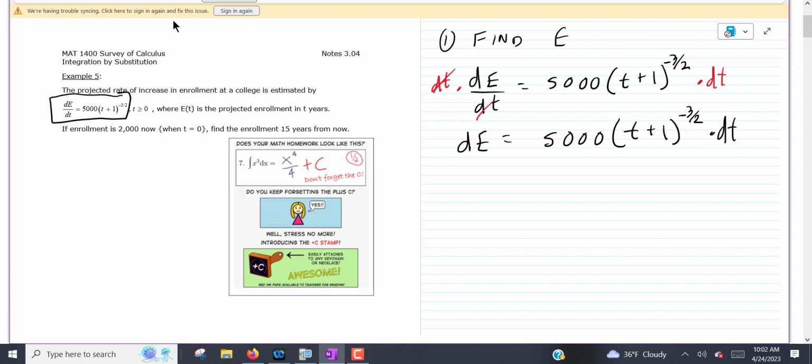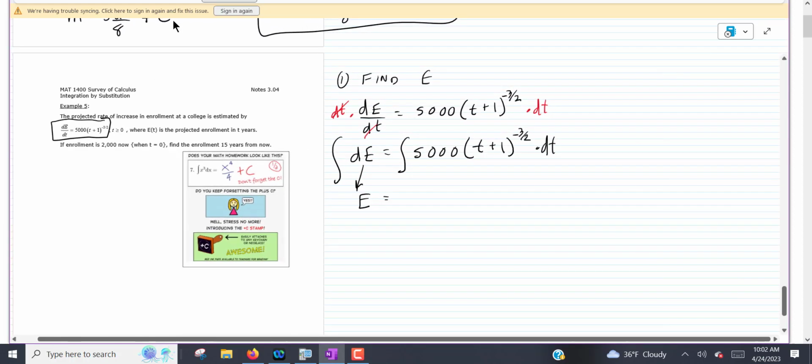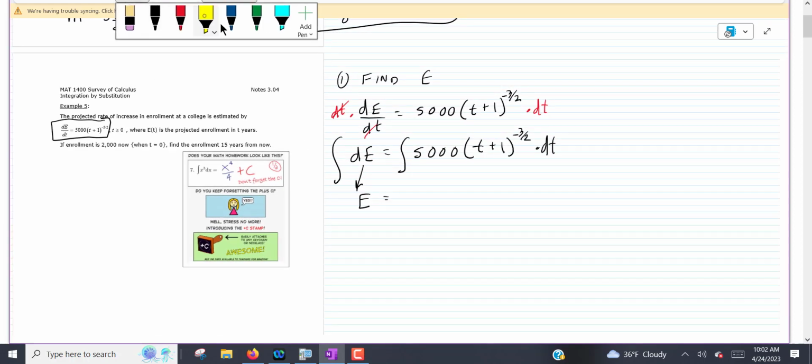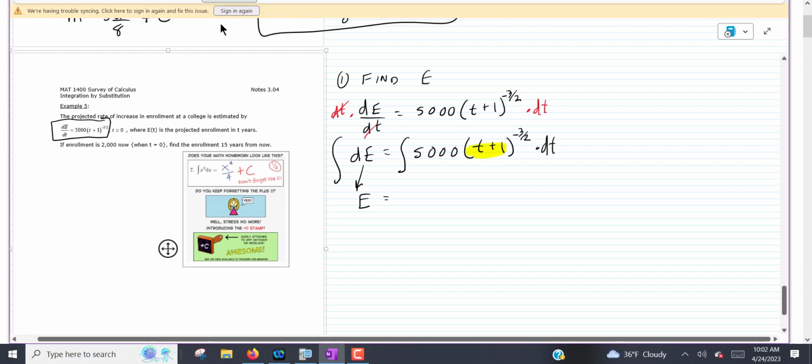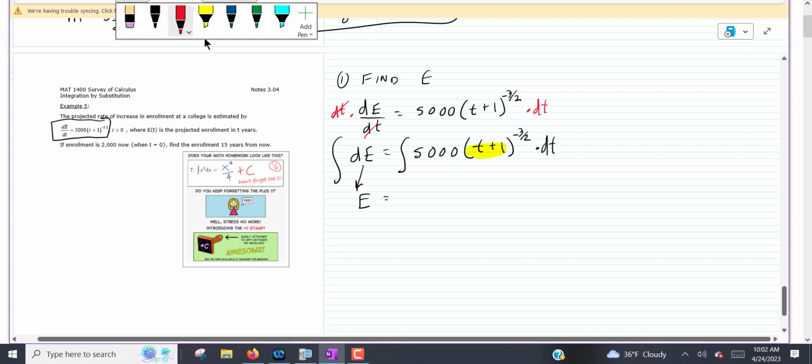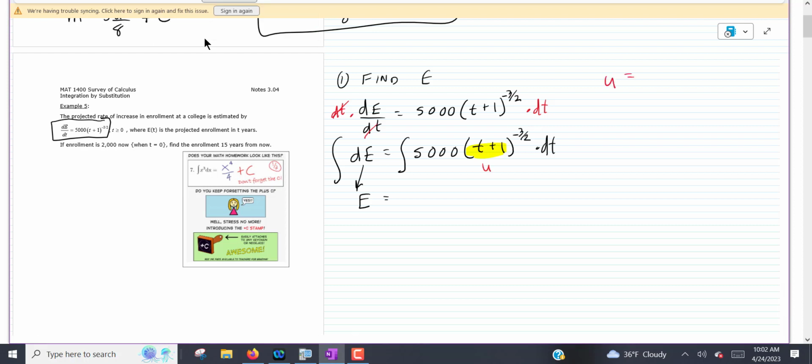Now we're going to do the antiderivative. So you have to take the integral of both sides of that equation to get your antiderivative. What do you think the antiderivative of dE is? E. It's going backwards. Now the next one right here, you would have to do U substitution on. So we have to do a U substitution integral on this one. This is going to be the U part right there. So we're going to let U be t plus 1.